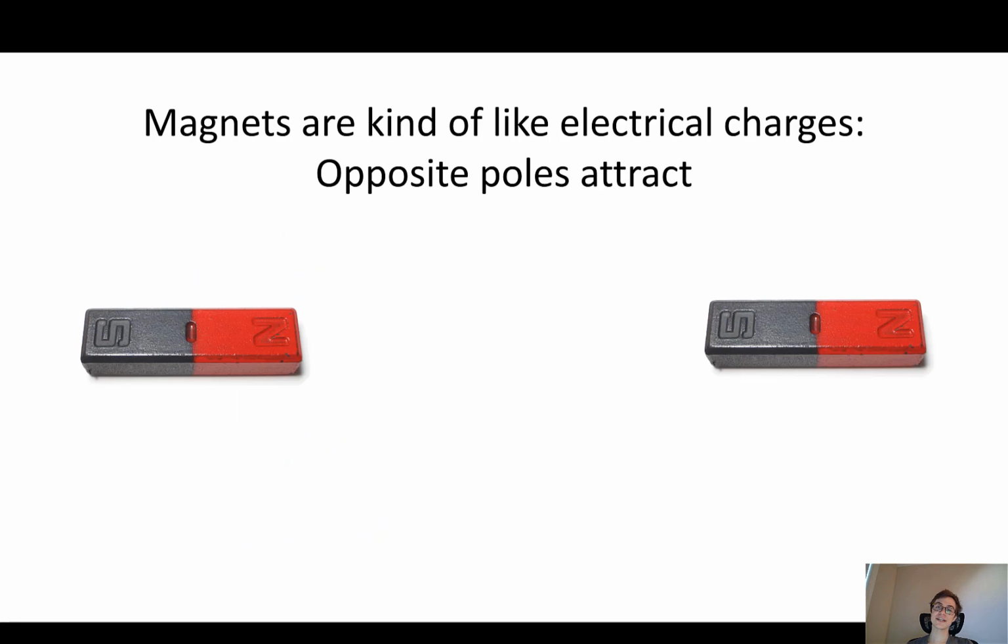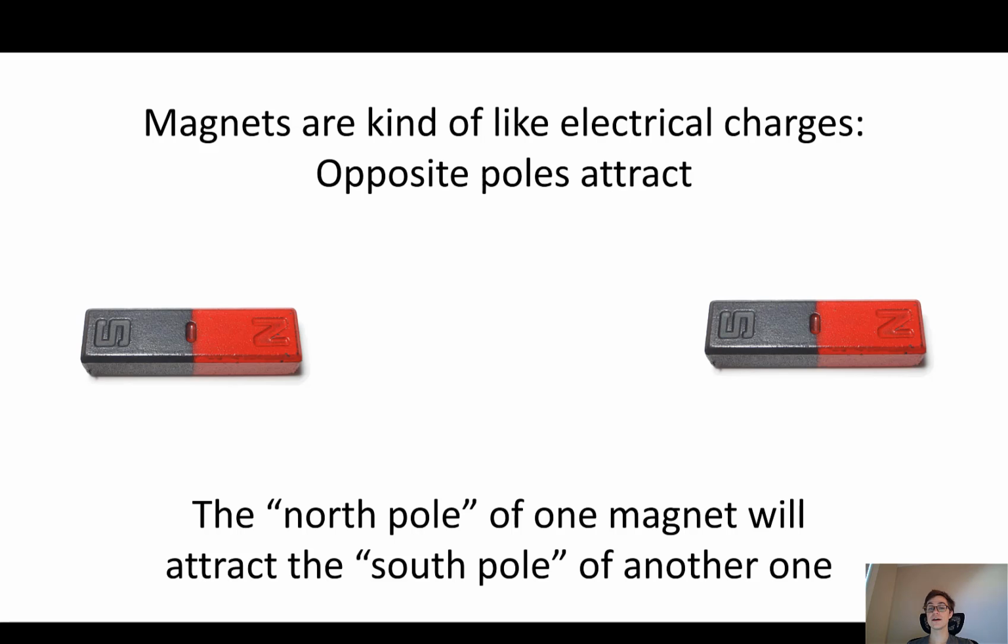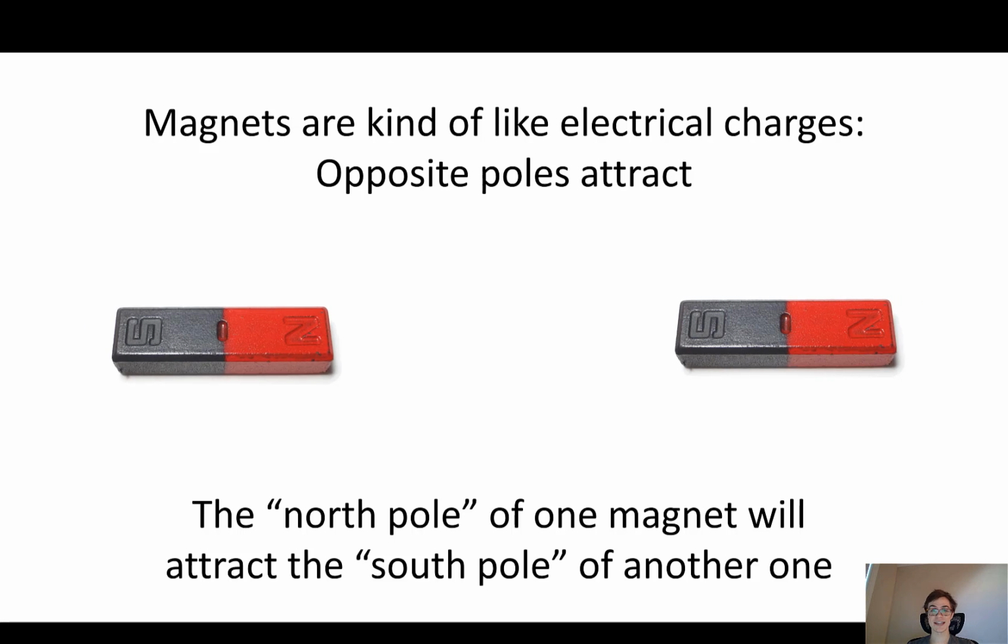Now, magnets are kind of like electrical charges in the sense that opposite poles attract. You probably have noticed this if you played with magnets before. A north pole and a south pole, they're going to attract each other and stick together.